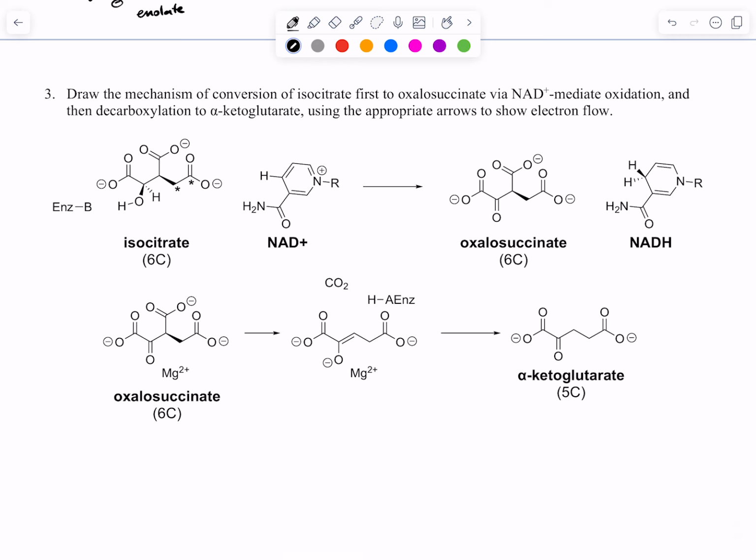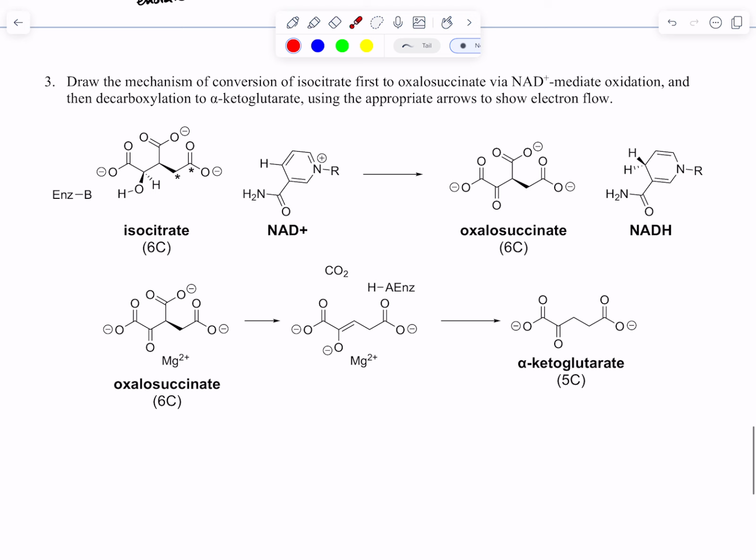So I've set up for you here isocitrate and NAD+. I think you can do the first step of this on your own because I think you've seen this a couple of times. You've got an enzyme base that you can use. You've got NAD+ as a hydride acceptor. So I'm not going to set it up any more than that. See what you can do with this. Once you get to oxalosuccinate, let me know, and I'll tell you how the decarboxylation happens. It turns out there's a magnesium ion present to help. But yeah, go ahead and do the first oxidation step.